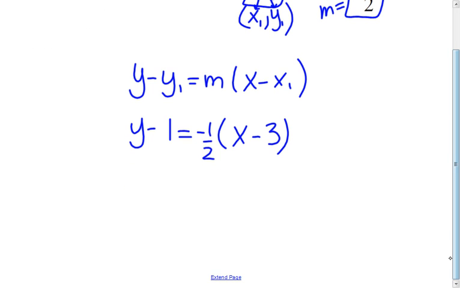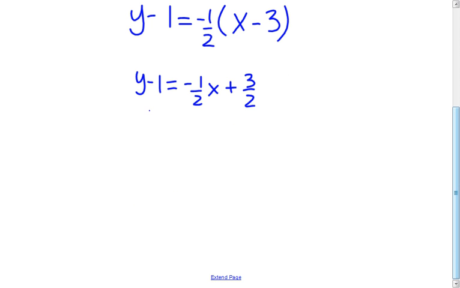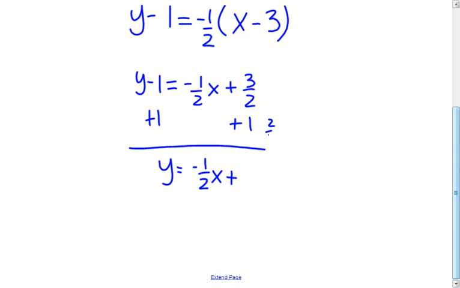Okay? Now, you're going to simplify this. I did not tell you what form I wanted your answer in, so unless I specify otherwise, I do want it in y equals mx plus b form. So y minus 1 equals negative 1/2 x plus negative 1/2 times 3, which is negative 3/2. Okay? And then, of course, if I want it in y equals mx plus b form, I'm going to add 1. So I have negative 1/2 x plus, and then 3/2 plus 1. Obviously, you can get this in common denominators, 2/2. So 3/2 plus 2/2 would be 5/2, which of course is 2 1/2.